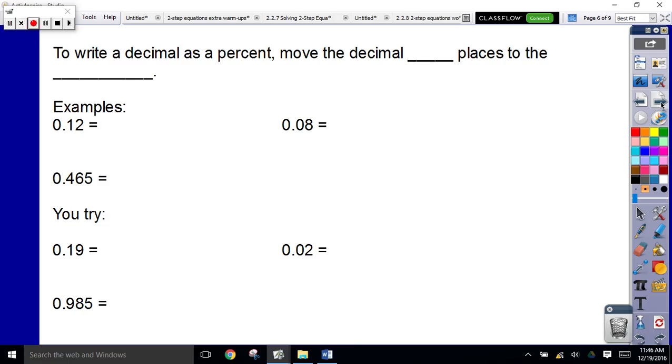To write a decimal as a percent, what are we going to do? We're doing the reverse of what we just did. So if we're writing a decimal as a percent, Madison? Good. We're going to move the decimal 2 places to the right, because what we're doing is multiplying by 100, which results in needing to move our decimal 2 places to the right. So 0.12 would be what percent? Nathan? 12%.